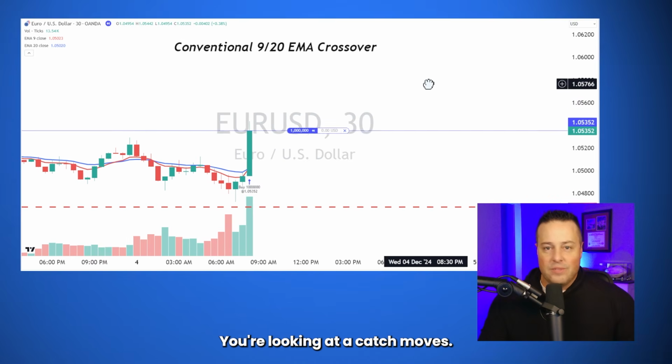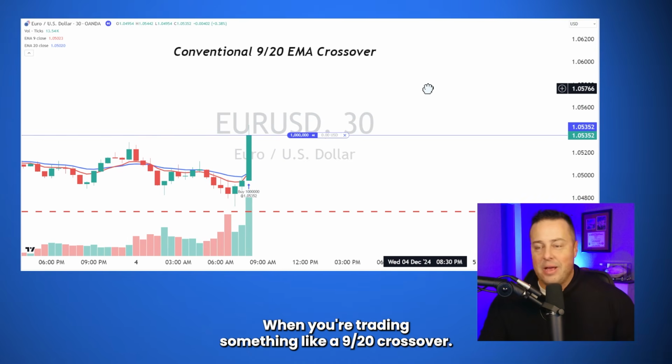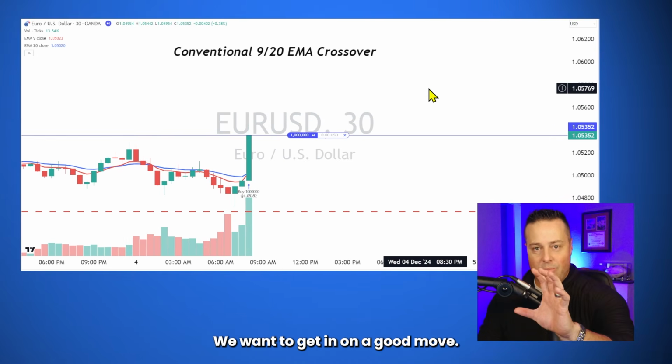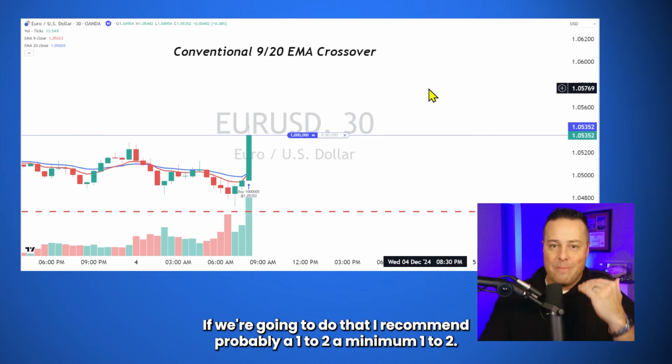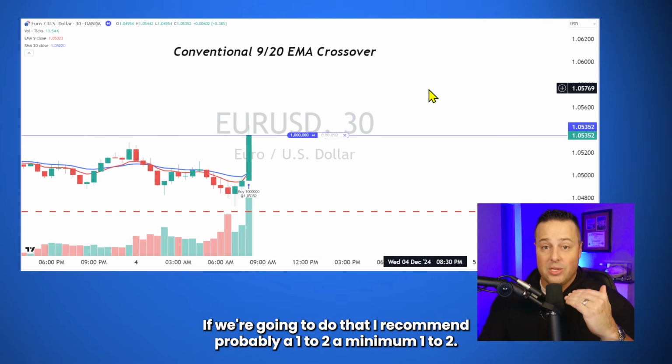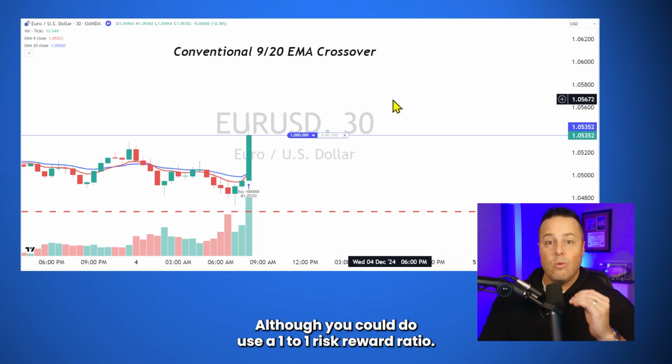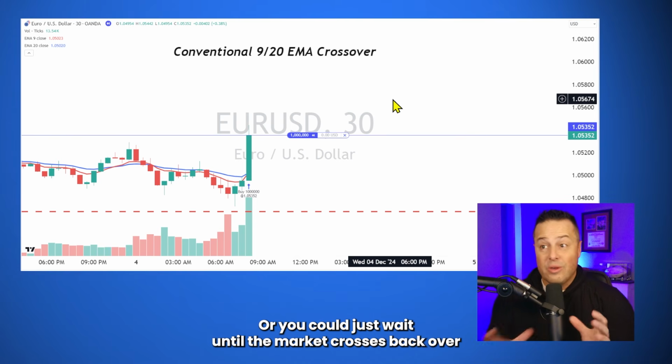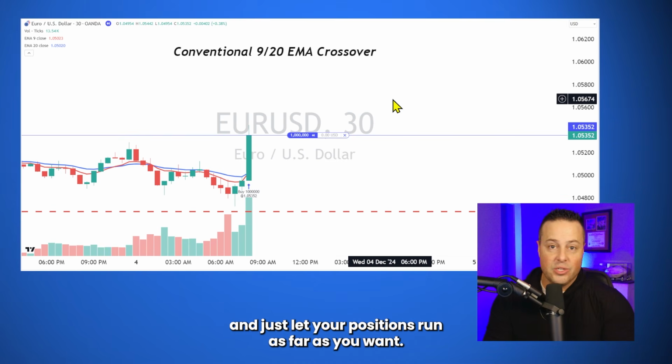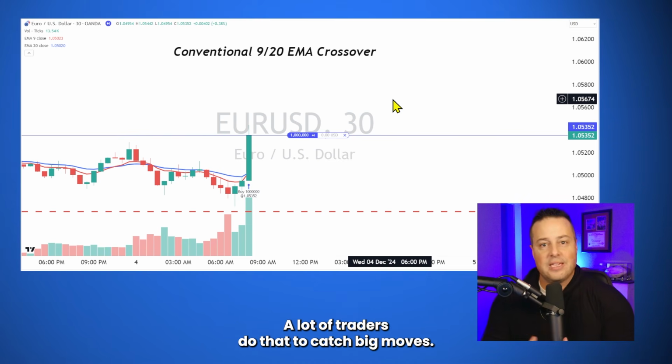You're looking to catch moves when you're trading something like a 920 crossover. We want to get in on a good move. If we're going to do that, I recommend probably a 1-to-2, a minimum 1-to-2. Although you could use a 1-to-1 risk versus reward ratio, or you could just wait until the market crosses back over and just let your positions run as far as you want. A lot of traders do that to catch big moves.